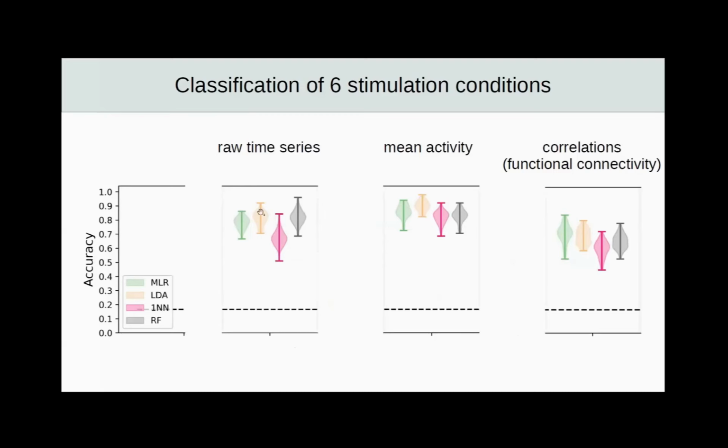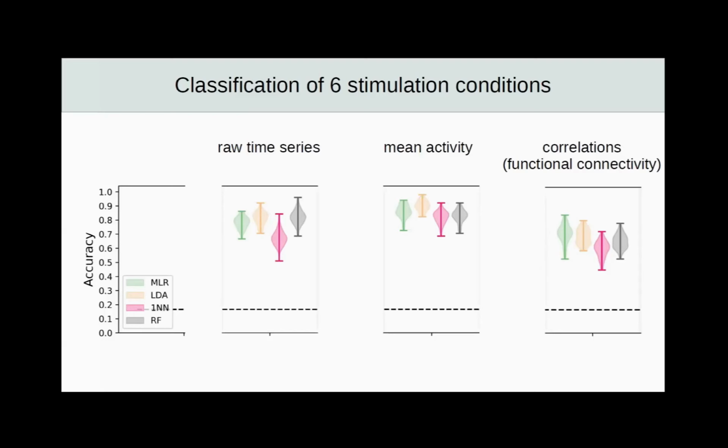If we look at the decoding between the 6 stimulus conditions, with the raw time series, we've got this performance, for different classifiers, but that's not important. Just look at the green here: the mean activity gives this performance. And when we look at the functional connectivity, compared to the chance level, which is the dashed line, we are above chance, meaning that this functional connectivity, this second-order statistic pattern, is informative. That's a good sign for the possibility of applying the model on that later.